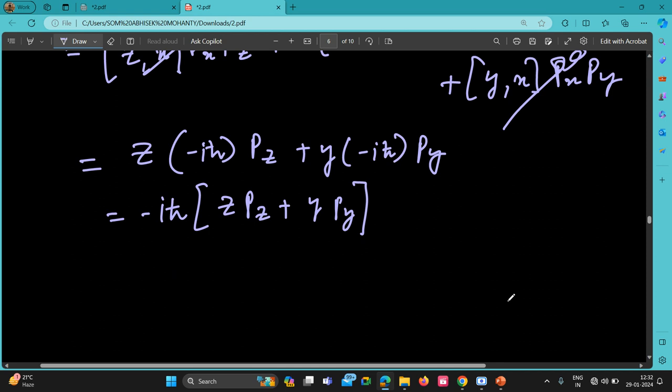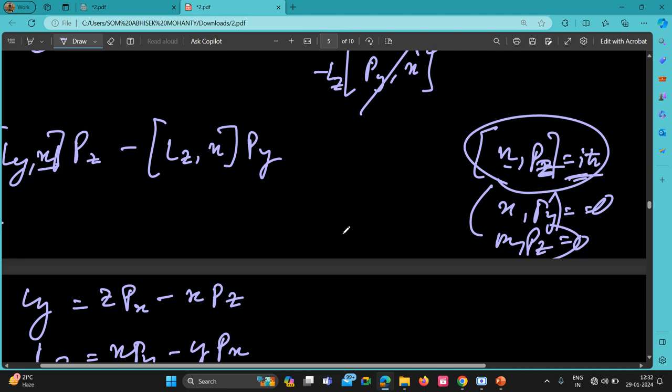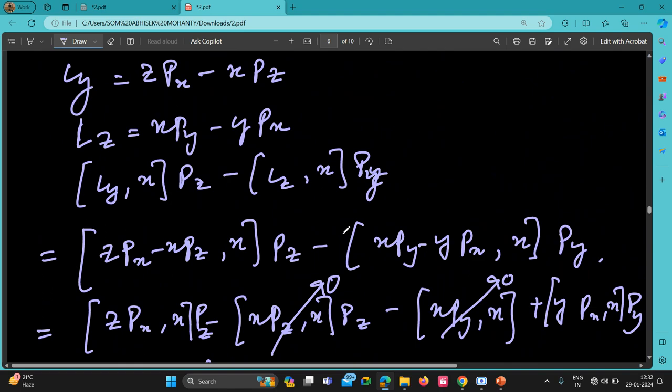Got it? See, it's not hard. It's just a bit long. No, it's not even long. If you practice more, you can do it. I just did it step by step for your understanding. Otherwise, if you have practiced that much, you can skip a lot of steps. I just did it for your understanding. Okay. And it's good also.